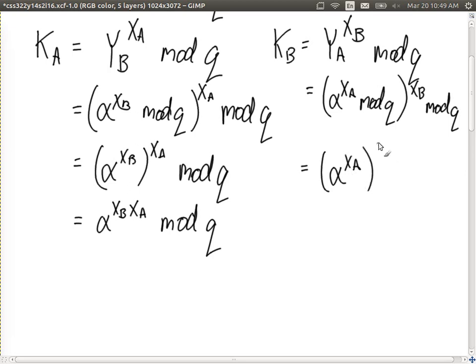Alpha to the xa, all to the power of xb mod q, and that becomes alpha to the xa times xb mod q. So they are the same. Alpha to the xb times xa is the same as alpha to the xa times xb. That's the proof that the two keys that we'll get on either side will be identical.